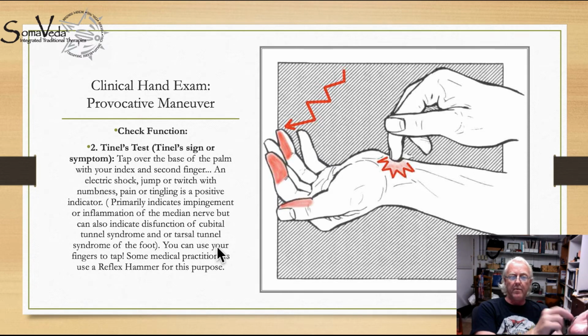So what I'm going to do is tap over the base of the palm with my index and second finger, and I'm looking to see when I do this, is there a shock? In other words, when I tap, is there a shock, pain, numbness, tingling in the client's hand? Now, by the way, you can do these tests on the feet. They're neurologic tests for innervation going into the hand and foot. So actually, Durkin's and Tinel's tests you can both also do on the feet.